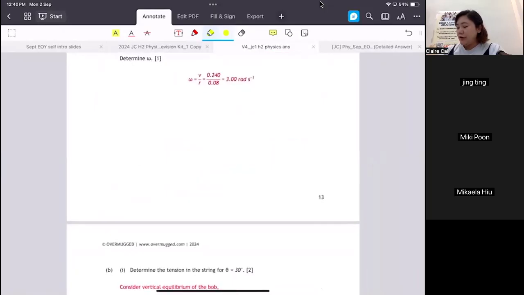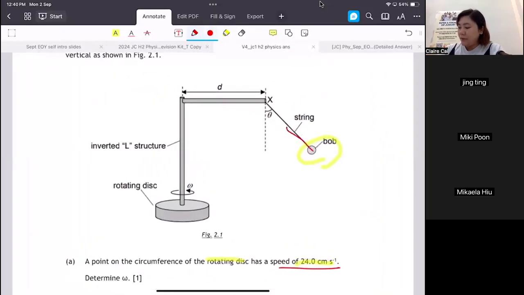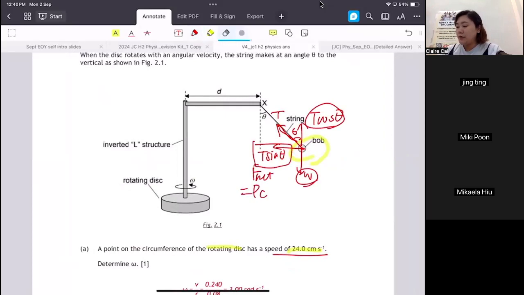So determine the tension in the string for theta equal to 30. If you're looking at the string, there are two things. This will be the tension, and that will be the weight of the bob. If we resolve it, this will be T cosine theta, and this will be T sine theta, correct? If it's going around, there's no change in its height. These two forces should balance out each other. Whereas the horizontal, nothing balances it, correct? So this will be your net force, which actually provides your centripetal force.